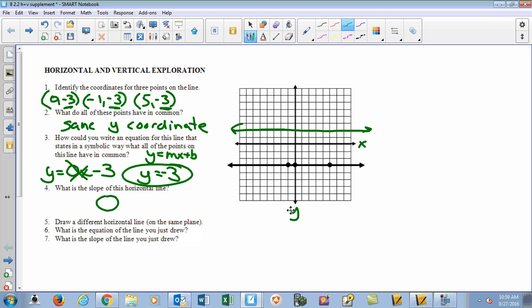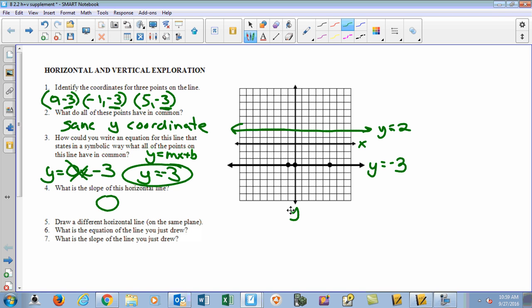So we drew a different line in the same plane. What do you think the equation of this line is? Think about what we did for this line. This line was this, right? So if y equals negative 3 was this line, what do you think the equation for this line would be? Elizabeth? Y equals 2. And why would you say that? All the y coordinates for this are at 2, right? Doesn't matter what x is, y is always 2.